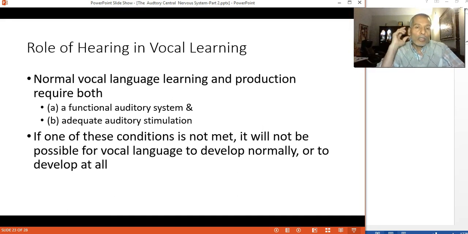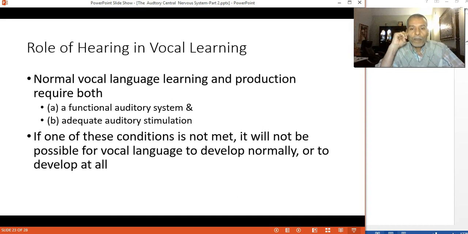What happens if the person is born with no hearing at all? Do you think they can develop language? Of course, verbal. No, impossible. What if they have perfect hearing and they have no exposure to speech at all? Do you think they will develop speech? Absolutely not. So in either case, these two conditions must be exactly there at the same time.